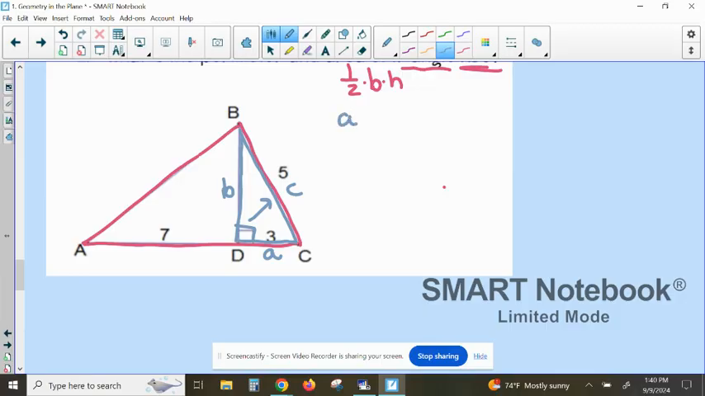Okay, let's do A squared plus B squared equals C squared. Plug in your stuff. Okay, what do we have here? 3 squared plus B squared equals 5 squared? Okay. Go ahead, solve him.